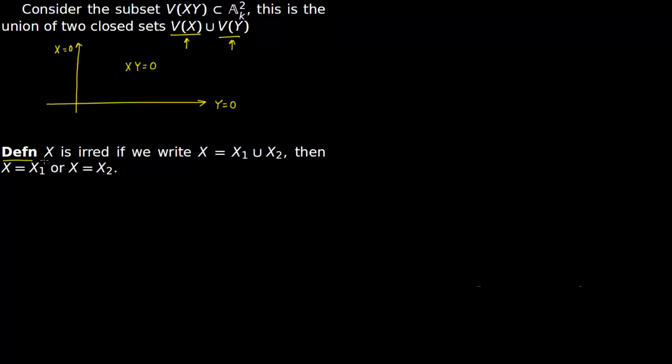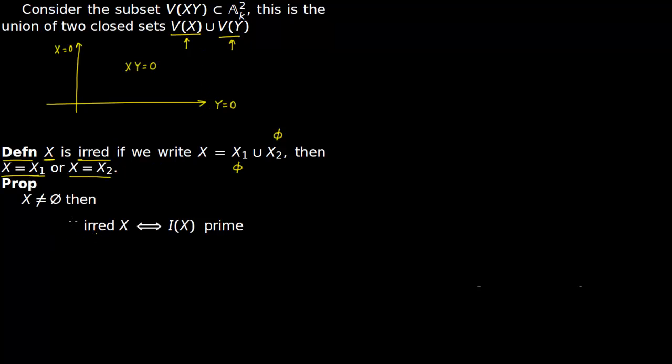So an algebraic set x is irreducible if, whenever you can write x as x1 union x2, then x is equal to x1 or x is equal to x2. So if x is equal to x1, then x2 would be a null set. If x is equal to x2, then x1 would be a null set. So in this case, the vanishing set of x and the vanishing set of y are both proper sets. None of them are null. You can see them in the figure here. So none of them are null sets. So this is not irreducible.